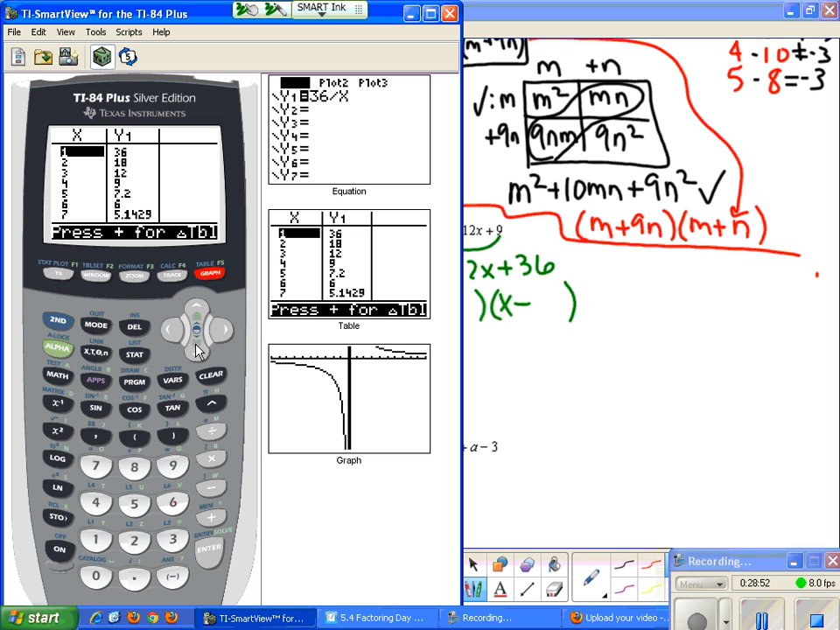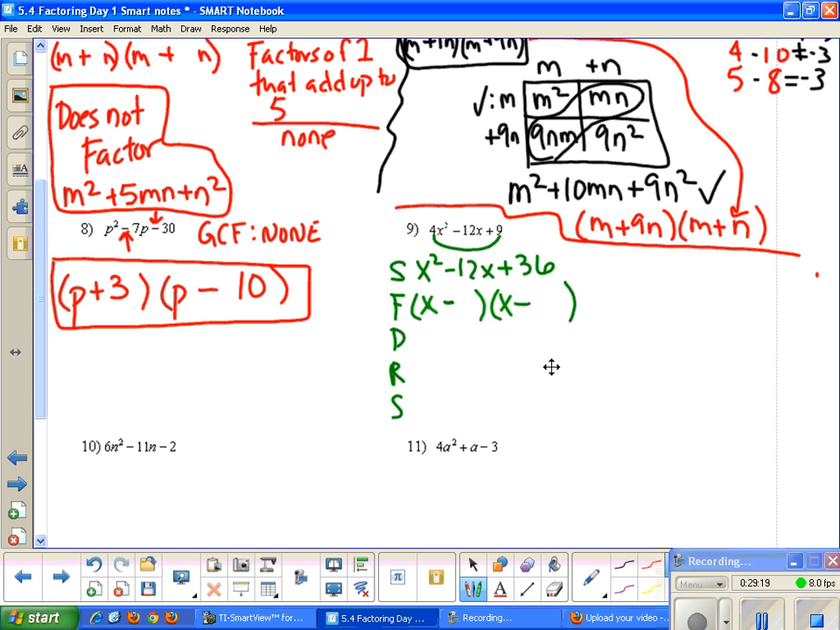So factors of 36: 1 and 36. Both of our terms are going to be negative, so that's not going to work. 2 and 18, not going to work. 3 and 12, not going to work. But if I have 4 and 9, does that work? Nope, because that's going to give me negative 13. 5 and 7 we can't use, but 6 and 6, 6 negative and 6 negative is going to give me negative 12, so that's going to be my factors. So negative 6 and negative 6.